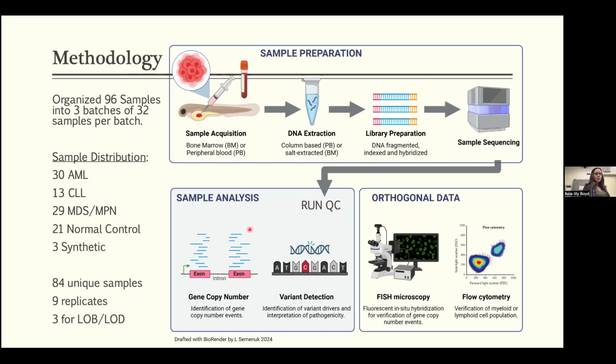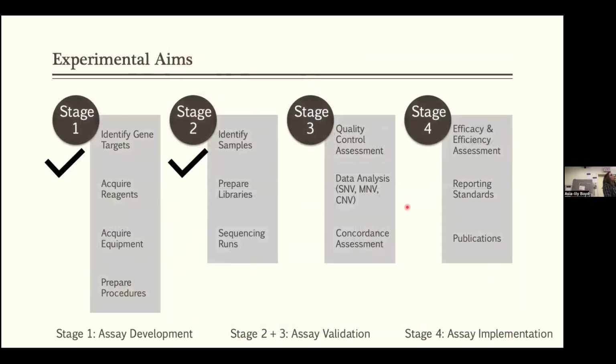So after the run QC, there's going to be copy number analysis that's done and variant detection that's done for the analysis. And we're lucky in this sample set, for most of the samples, we have the ability to look at orthogonal data. So we will be able to align these results with FISH and with flow cytometry. So that's stage 1 and 2 completed.